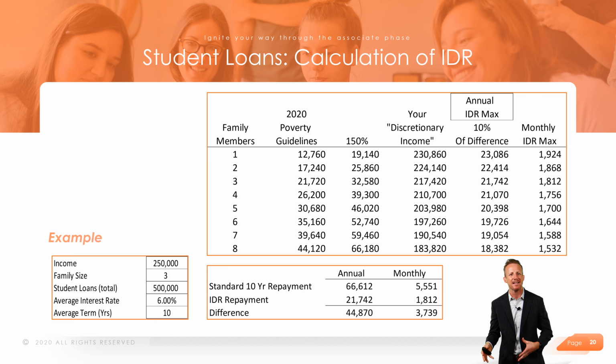Now, looking down at the bottom, let's compare that against a standard 10-year repayment plan. The standard 10-year repayment plan, under those loan details on the left, $500,000, 6%, 10 years, is $66,612, or $5,551 on a monthly basis. But under the income-driven repayment program, PAYE, REPAYE, or IDR, you are paying $21,742 for the year, or $1,812.12. That is a dramatic difference.